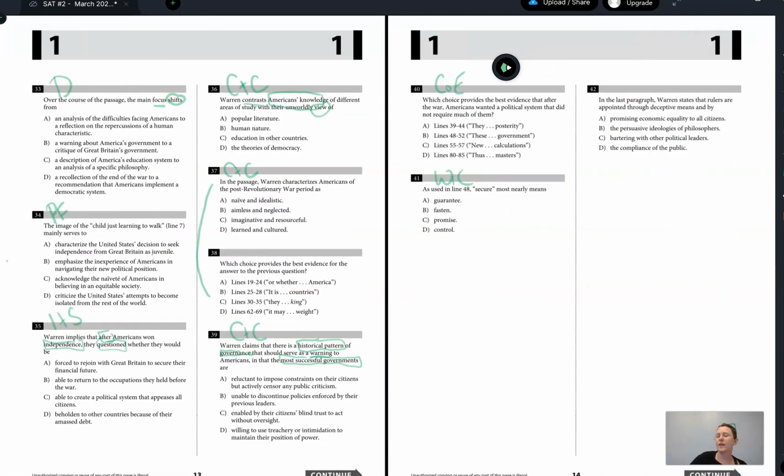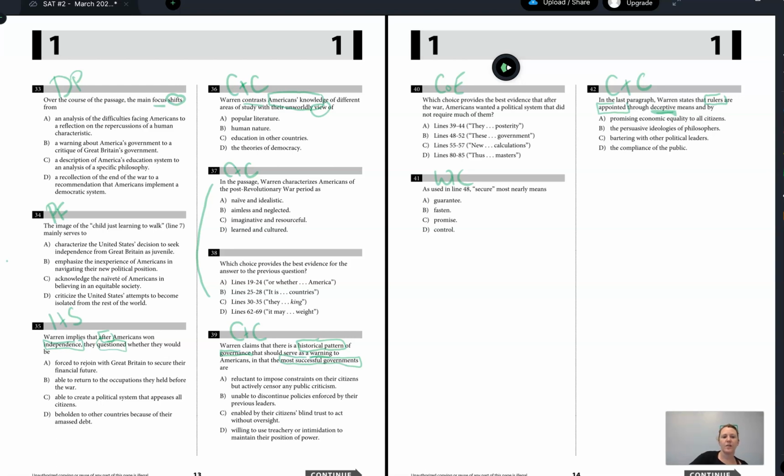And then the last question, in the last paragraph, Warren states that rulers are appointed through deceptive means and by. Okay, so in the passage is kind of what this is saying. It's telling us exactly where. And Warren states, so this is going to be another content question. It doesn't have a COE follow-up. So we need to see how rulers are appointed. And it's going to be deception and. So there's going to be two elements. One of them is going to be deception or lying or deceit or something like that. And then we need to see what that second one is. So let's give ourselves our roadmap. So we need to keep our eye out for a shift in focus.